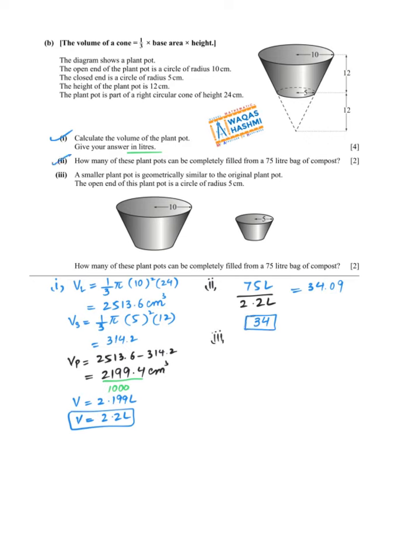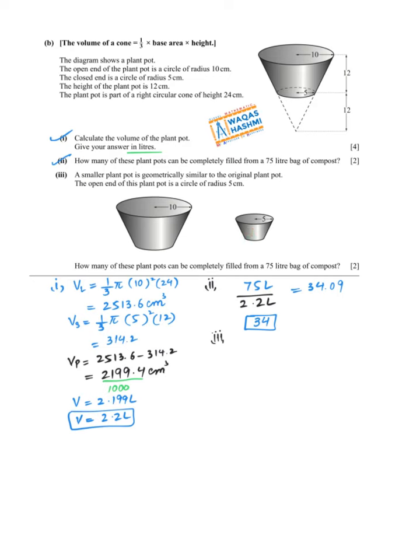Alright. For the last part, it says that a smaller plant pot is geometrically similar to the original plant pot. The open end of this plant pot is a circle of radius 5 cm. How many of these plant pots can be completely filled from a 75 liter bag of compost? If you have a 75 liter bag and the larger pot, you can fill 34 pots, that you identified in the second part. If you have a 75 liter bag, how many of these pots can be filled? So firstly, you need to find out the volume that one pot occupies.